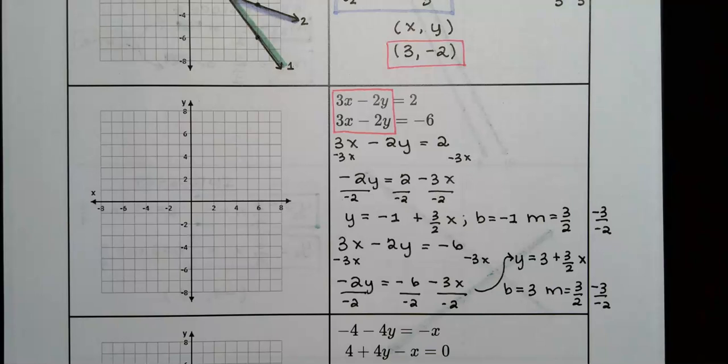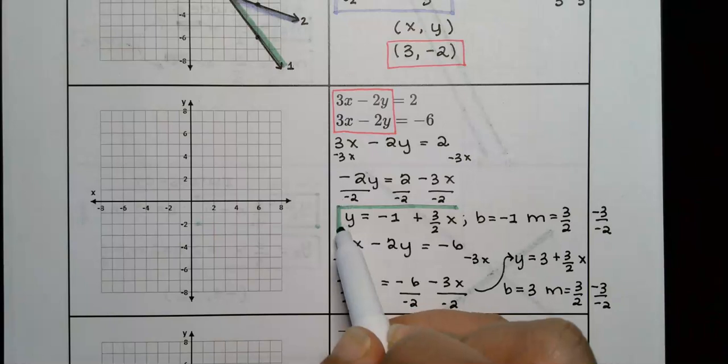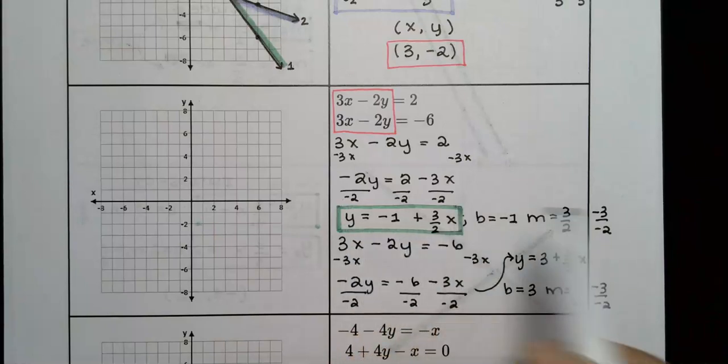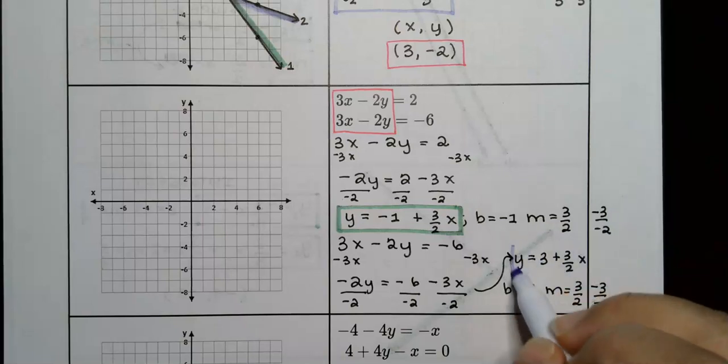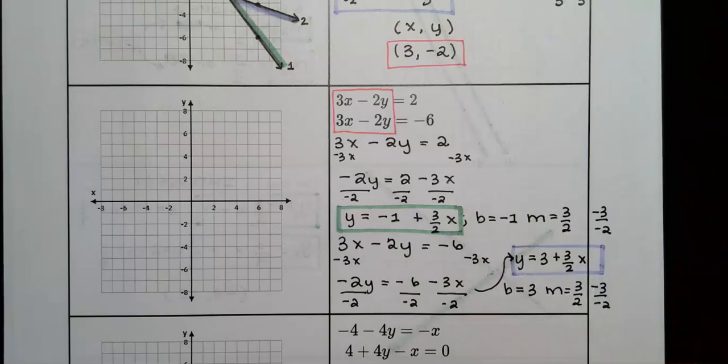So here is one of them. Sometimes when we have a lot of work, it's easy for it to get lost in our work. So I need to go back and point it out. If you don't want to use highlighters, remember, all you have to do is circle it, put a box around it.